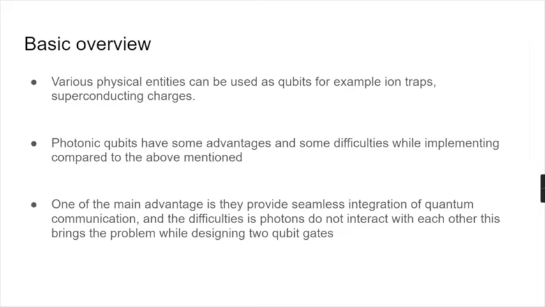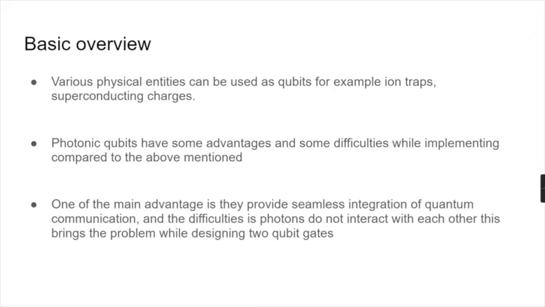And what makes the photonic qubit unique over the others? Yes, the photonic qubit has some advantages and some difficulties in implementation compared to the others above. The main advantage of the photonic qubit is that its thermal noise is low. It doesn't need extremely low temperatures to operate, which can be quite useful since most CPUs need very low temperatures to give the best performance.